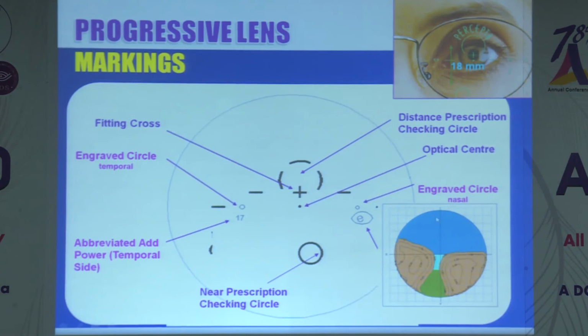Only this corridor will be seen; this orange area will not be seen. So there is a glare when you look to the side. So be very careful when you prescribe the progressive glass, and the fitting cross should come to the center of the pupil or the lower margin of the pupil. Only then will the fitting be correct. Otherwise it will be a problem. Those who are comfortable with the bifocal, never give a progressive glass. But for those using it for the first time at age 40-45, progressive is ideal.